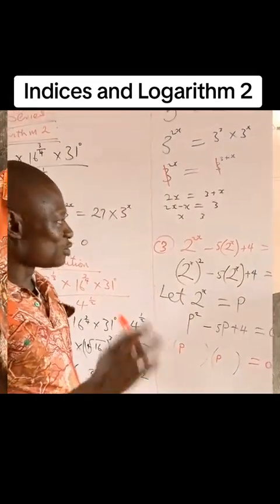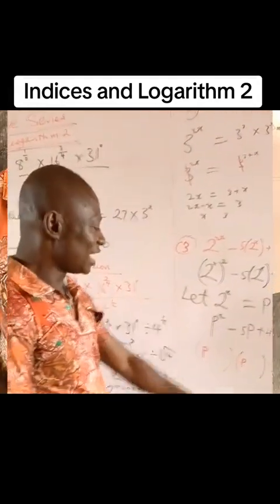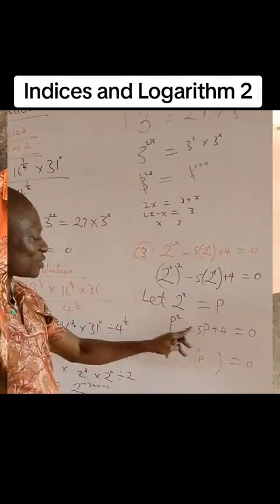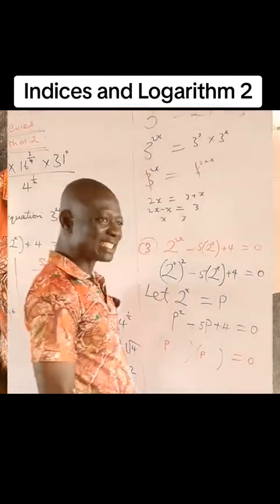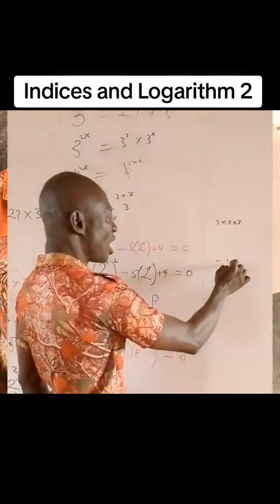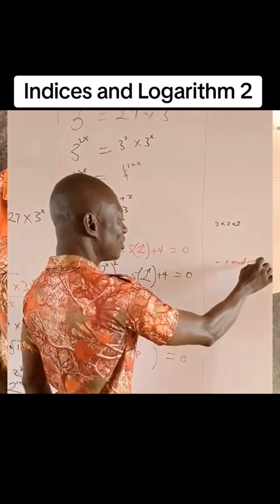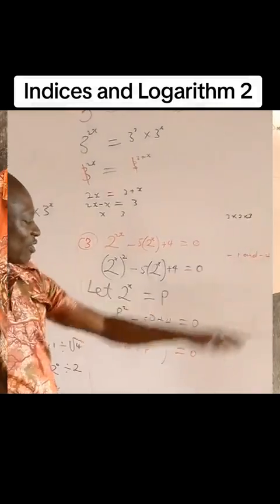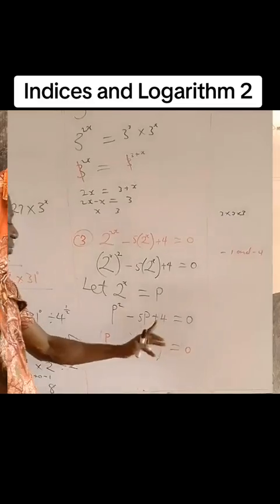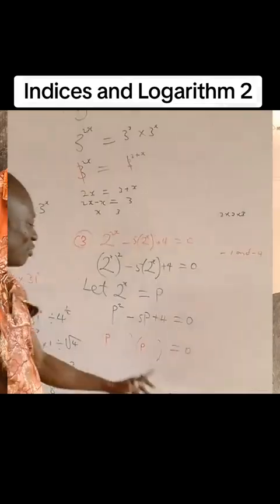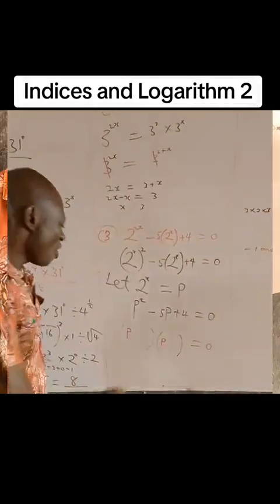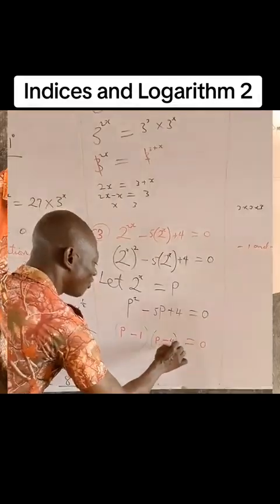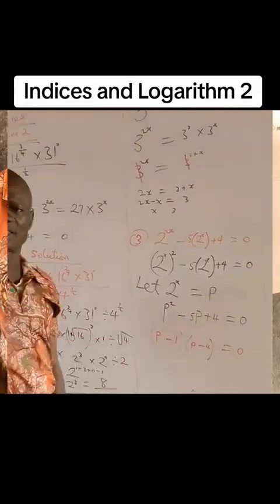Then find 2 numbers you multiply to give you plus 4, and when you add, to give you minus 5. And the numbers are going to be minus 1 and minus 4. Minus times minus is plus, 1 times 4 is 4. So multiplying these 2 numbers gives us plus 4. Adding the 2 numbers will give you minus 5. Go and place the 2 numbers: minus 1, minus 4. And so it can be factorized.